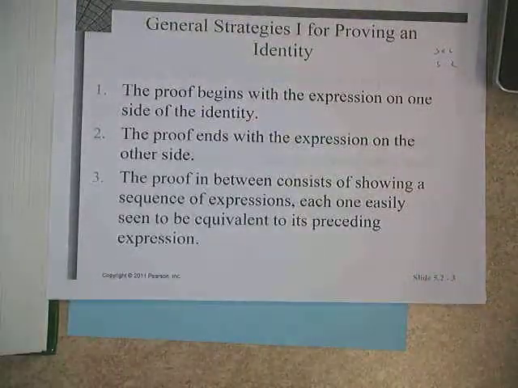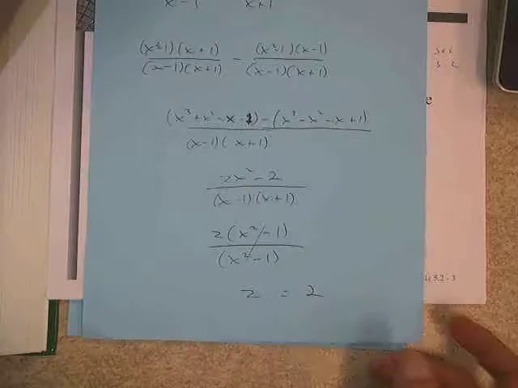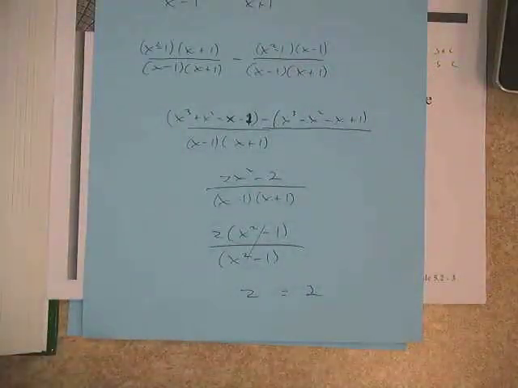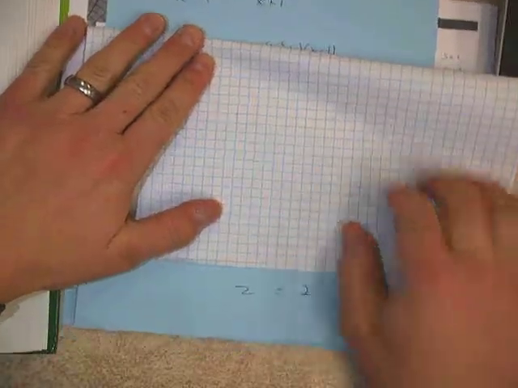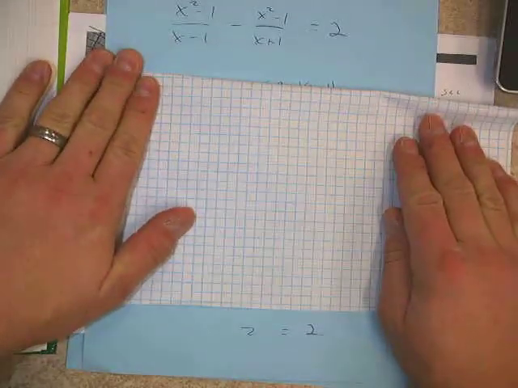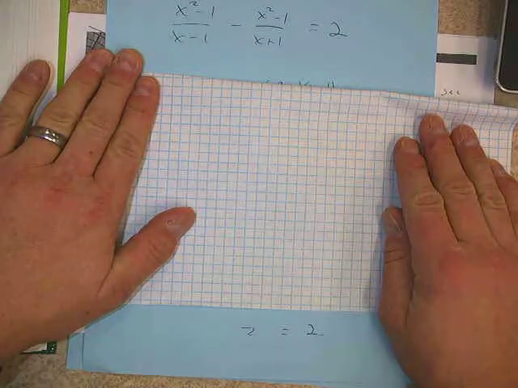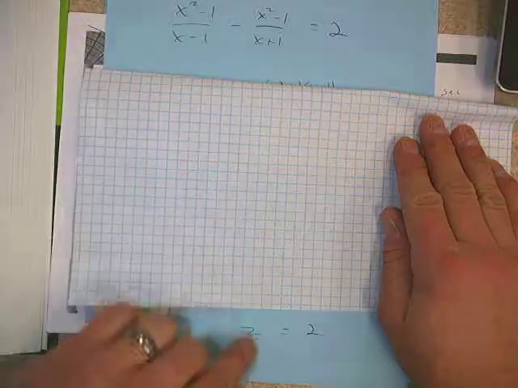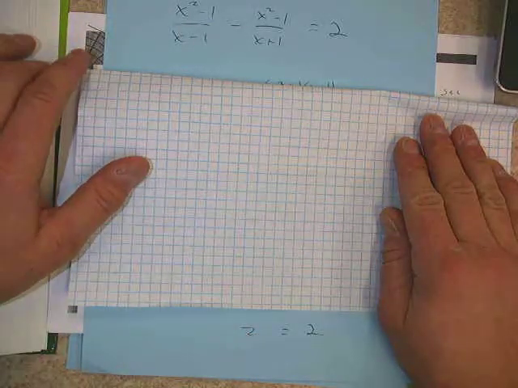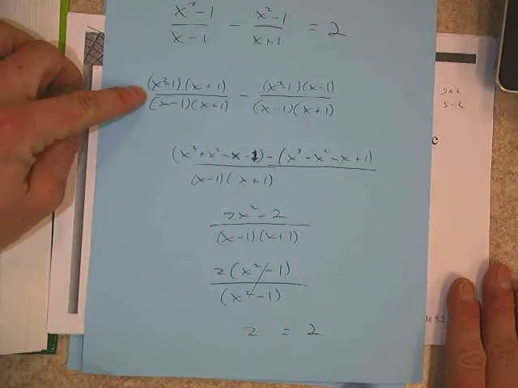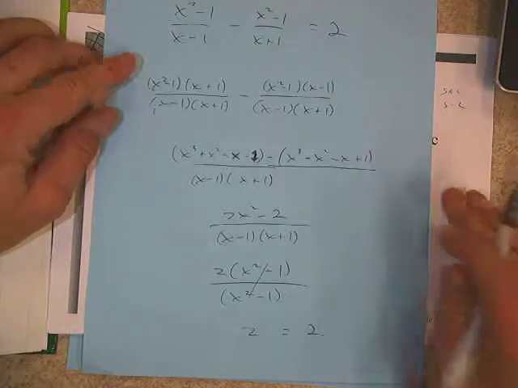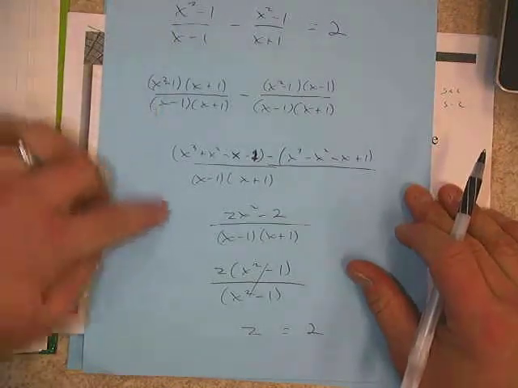Okay, and then the proof in between consists of showing a sequence of expressions, each one easily seen to be equivalent to its preceding expression. So keep in mind, going back to my previous problem, if I just did that and I had that, is that going to be good enough to prove it? I mean, anybody can just write that down and then write 2 equals 2. Yeah, sure. Okay, how so? My steps are the answer to this question.